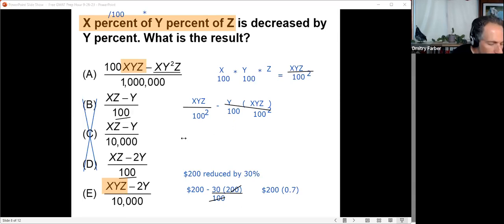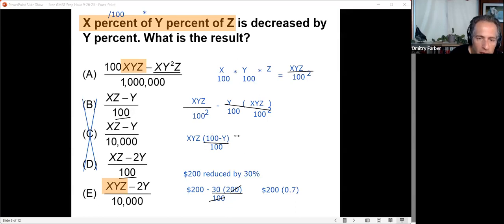You could also write it the other way. The equivalent of the 70% thing is to say XYZ times whatever 100 minus Y is over 100. And I think that's the easiest way to do this problem, if you recognize this form, right? That if I'm going to take away 30%, I multiply by 100% minus 30. If I'm going to take away Y%, I multiply by 100 minus Y as a percent. And so then this turns directly into what we want.